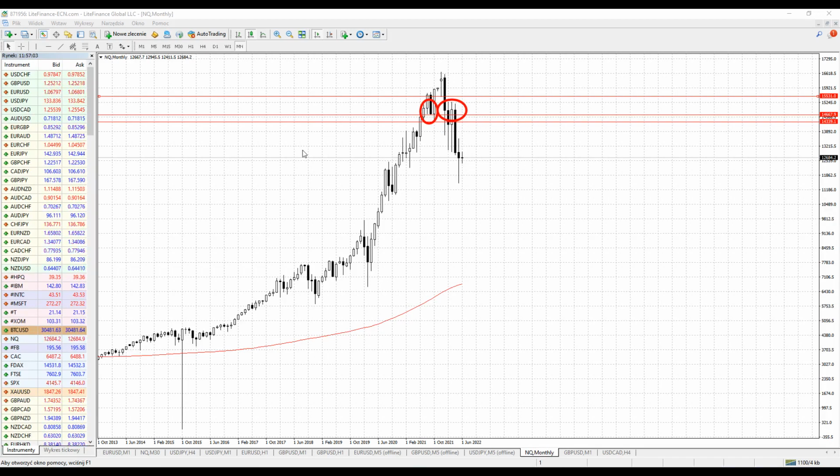All right, so the next one, in my opinion, going lower when it comes to the monthly chart, possible supply is going to be somewhere around 13,575.80, right? Already tested as well.